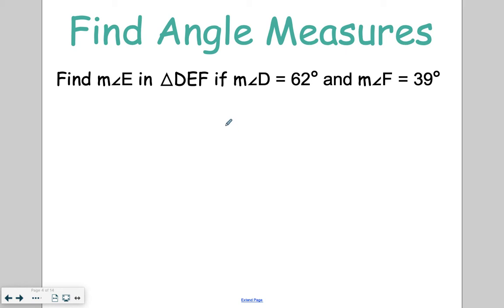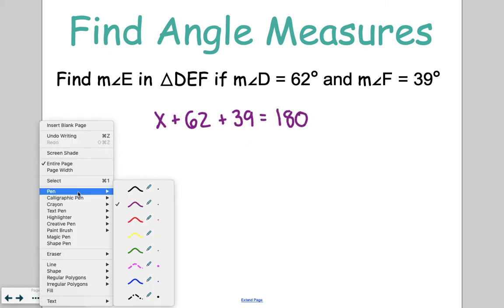So we're now going to use that information about triangles adding up to 180 degrees to solve for some angle measurements. So we're going to find the measure of angle E in triangle DEF if the measure of D is 62 degrees and the measure of F is 39 degrees. So what that means is if I take angle E and add on angle D and add on angle F, we need our total to be 180 degrees.